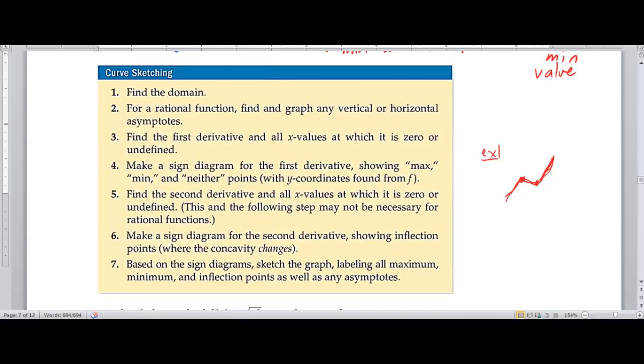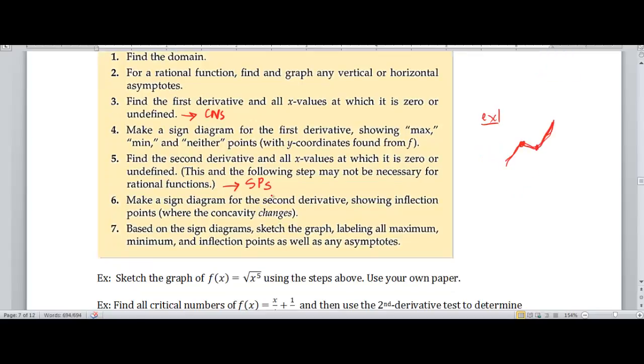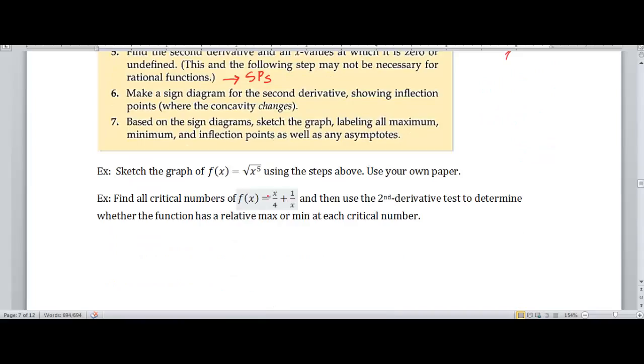Alright, so these are some directions to sketch a curve. First thing you want to do is find the domain, right? For rational functions, find the vertical and horizontal asymptotes, and then find the first derivative and all x values at which the first derivative is 0 or undefined. That's our critical numbers. Make a sign diagram showing the first derivative. Find the second derivative and set that equal to 0 or undefined. That's stationary points. Make a sign diagram for the second derivative. And then based on the sign diagram, sketch the graph.